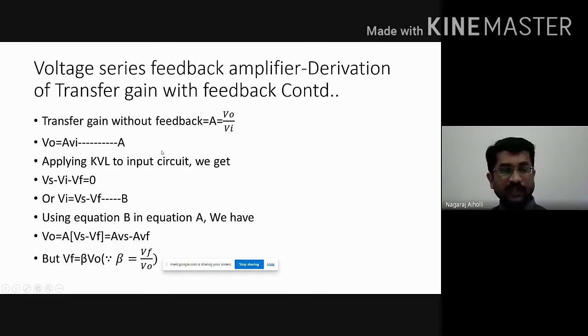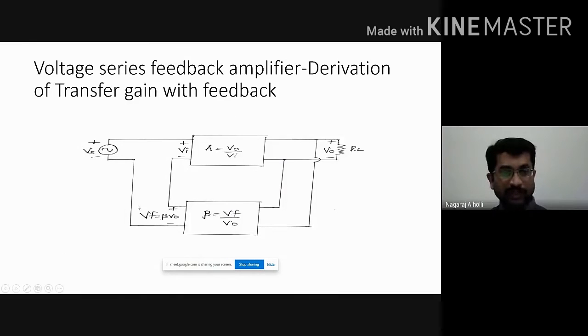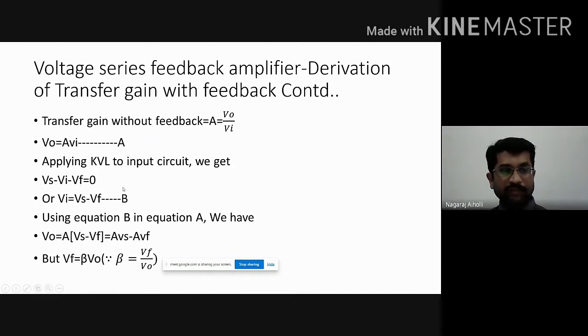Now let us apply KVL to the input circuit, the input side. What we get? Negative to positive, plus Vs; positive to negative, minus Vi; then positive to negative, minus Vf, is equal to 0. Going in the clockwise direction, that is what is written here: Vs minus Vi minus Vf equal to 0.